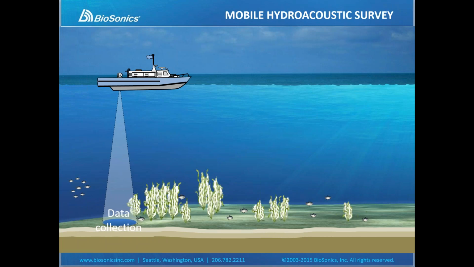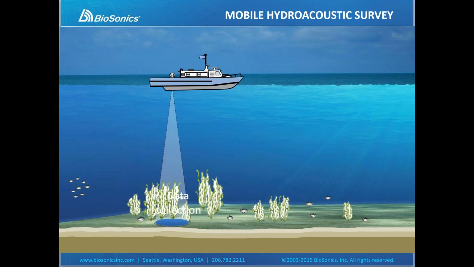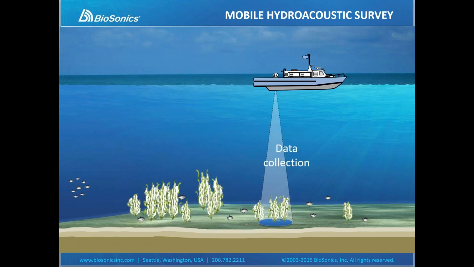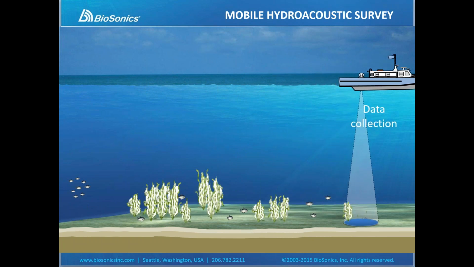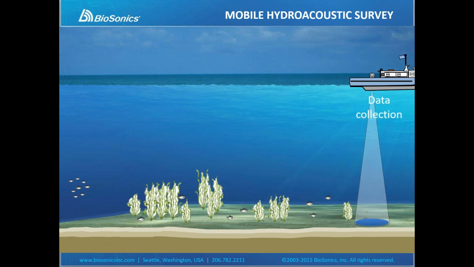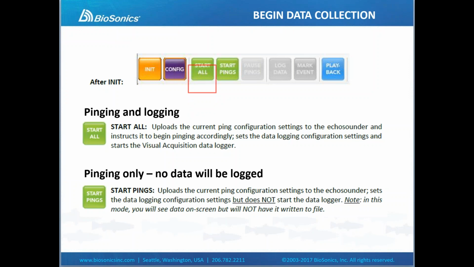So now we're ready to go. Begin data collection using the MX and Visual Habitat, or Visual Acquisition software. This is the primary navigation in Visual Acquisition. There's this brightly colored row of buttons. Again, this software is very user-friendly, quite easy to use. It's very intuitive, and these buttons are very well labeled.